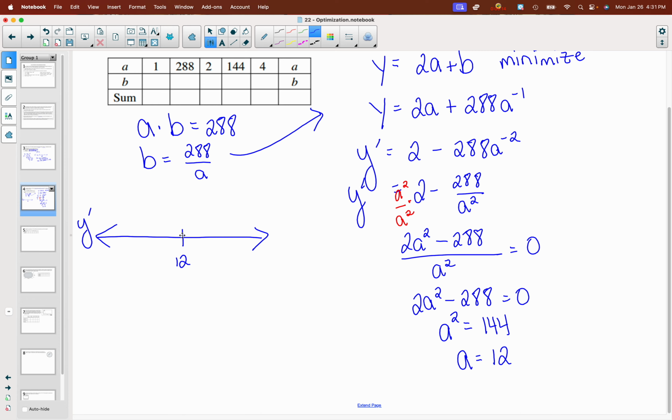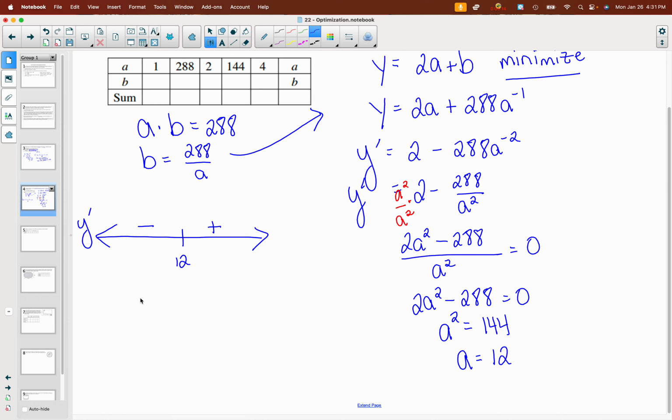So if I plug in something smaller into my derivative, like 10, then I'm going to end up with a negative on the top and a positive in the bottom, so it's going to be negative. And if I plug in something larger than 12, I'll end up with a positive on the top and a positive on the bottom. And remember, we were trying to minimize, so this shows that it is a minimum because y prime is going from negative to positive, which means y is going from decreasing to increasing.